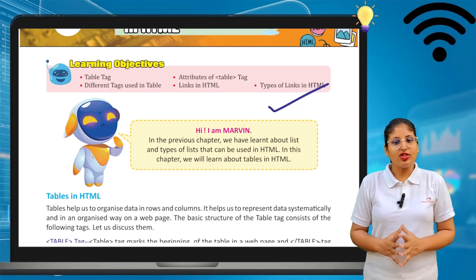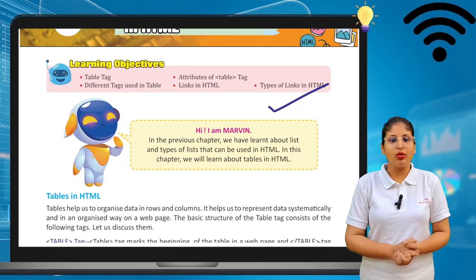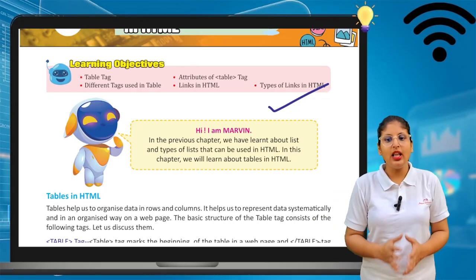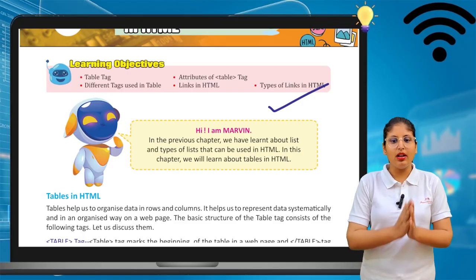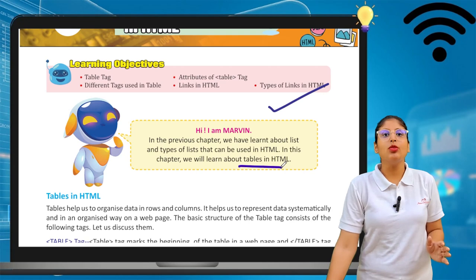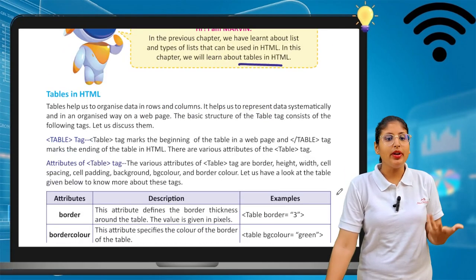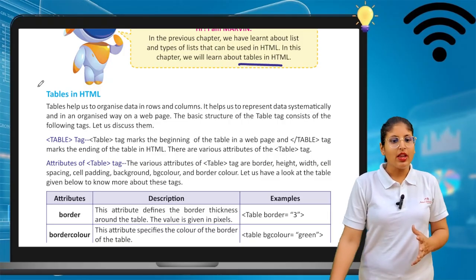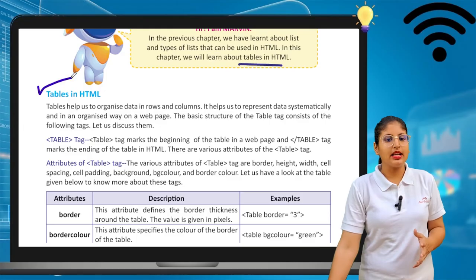In the previous chapter, we learned about lists and types of lists that can be used in HTML. In this chapter, we will learn about tables in HTML. First, how we create tables in HTML. Tables are clear to you? So how can we create them? Okay, let's start with tables in HTML.